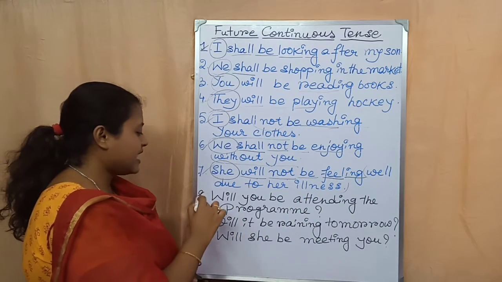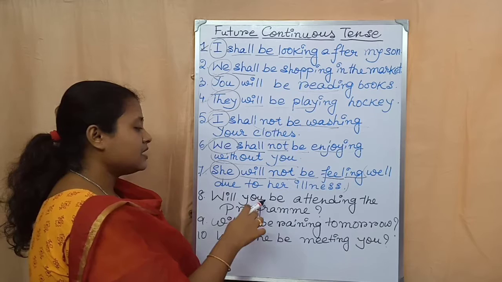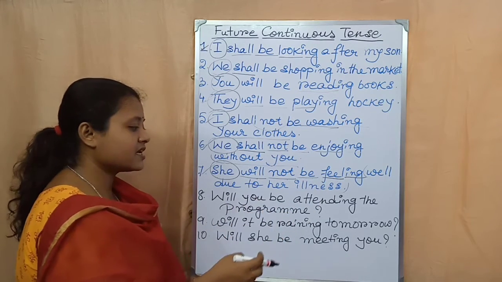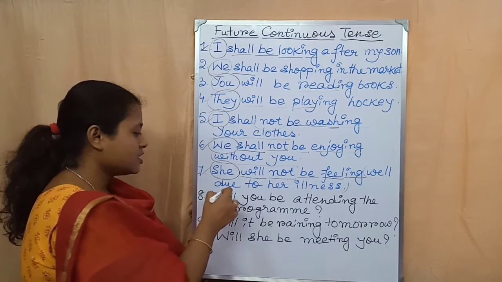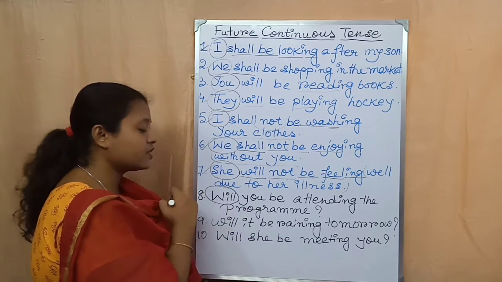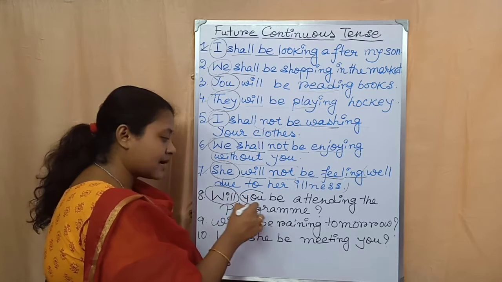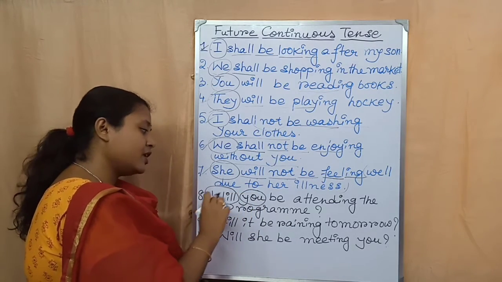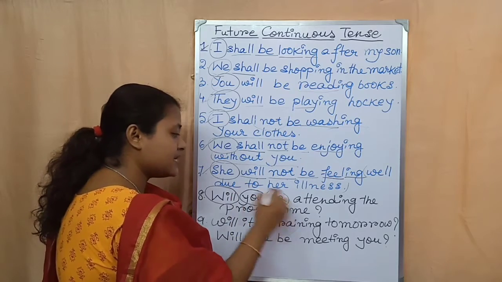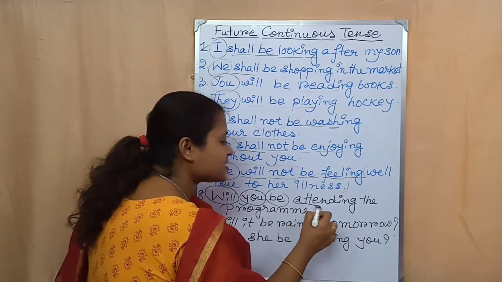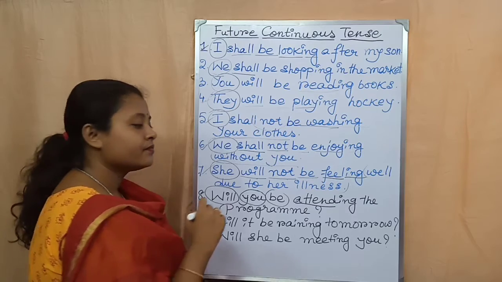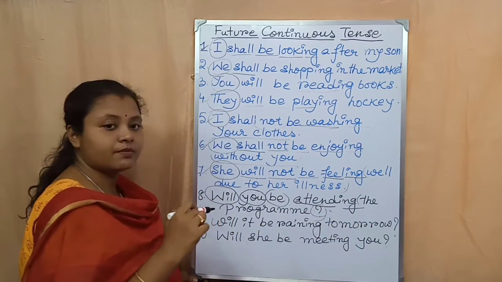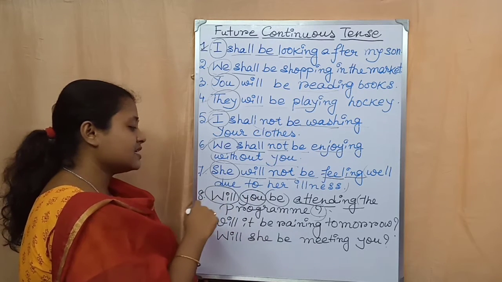Now come to the eighth example. Will you be attending the program? Question mark, because it is an example of interrogative sentence. So I have started the sentence with will, because this is the subject. Subject is you. So that is why I cannot write shall. So will you. After that be. Then the present tense of the main verb. Then the ing. Then the rest of the sentence. At the end, the question mark. Will you be attending the program?